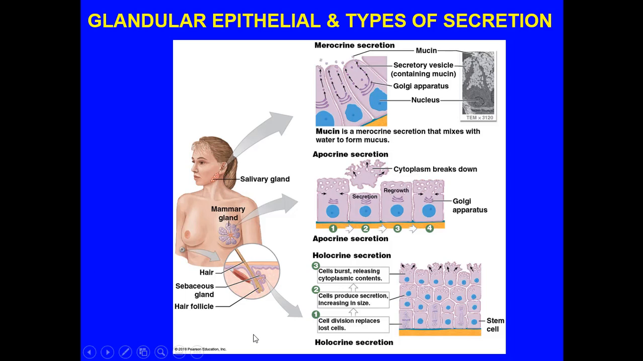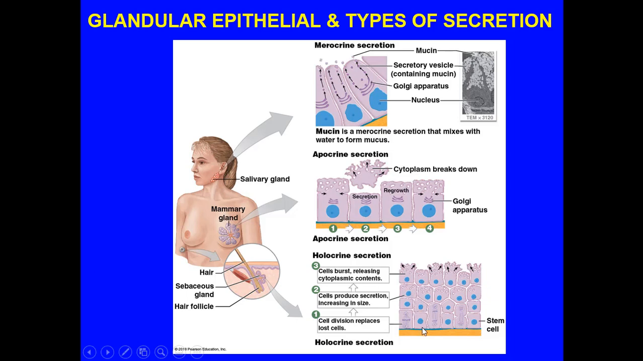Where you see holocrine, interestingly enough, is in the production of sebum, in other words, the oil, your sebaceous glands. So we've talked about merocrine secretion, you see it with the salivary gland. Apocrine, you see it with the mammary gland. But in holocrine, the cells fill up with cytoplasmic contents, and the whole cell just comes apart. The cell bursts, releasing its cytoplasmic contents.